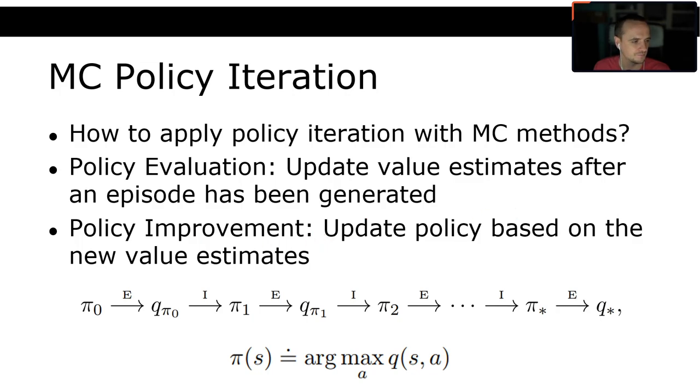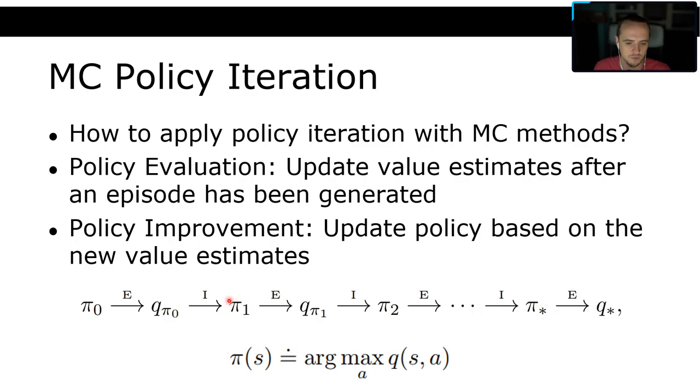And after we've updated our values, then we update the policy based on the new value estimates. Okay? So I'm repeating myself from the last slide, but here we're going to have some initial policy. We do evaluation. We get values of that policy. Then we do iteration to get a new policy. Evaluation, new values, iteration, new policy. Evaluation, new values, iteration, new policy.